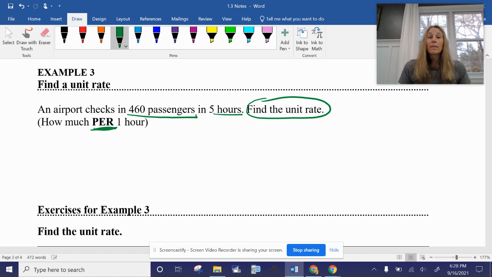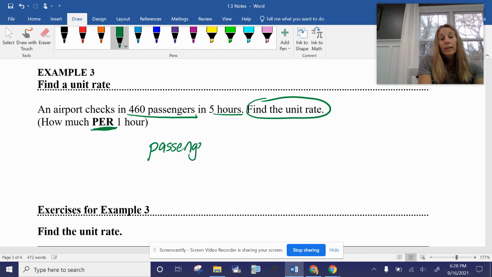So if you think about it in that sense, like if it doesn't specifically tell you to find a specific unit rate, like find out the miles per gallon or the dollars per hour or whatever, then you have to kind of think about which one makes more logical sense. So clearly in this situation, it would make sense that the rate that you're trying to find is passengers per hour.